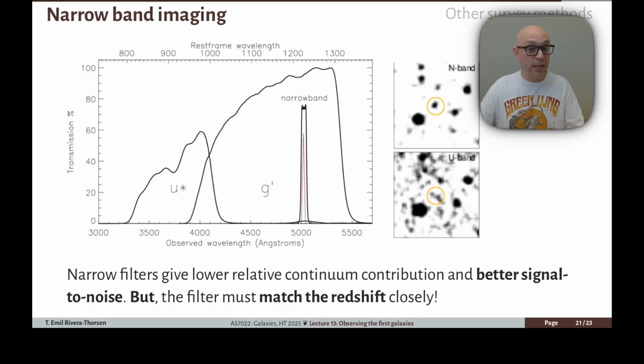And that has for many years been kind of the bread and butter of how we have found galaxies at high redshift, even out to redshift where we might not have been able to see so many Lyman break galaxies. And another thing that is good about this is that this method can be used to find galaxies that don't have a lot of continuum, right?